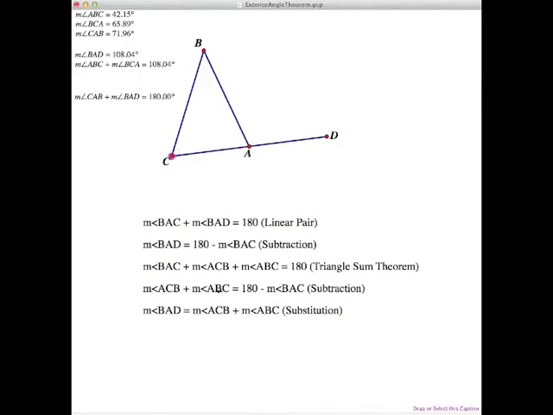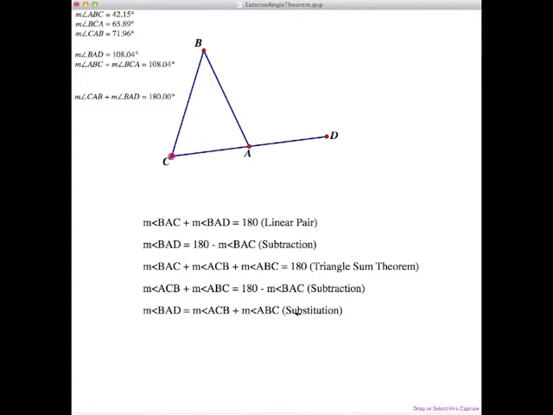In this case, I need to subtract the measure of BAC, this interior angle, because that's not one of the remote interiors, that's the adjacent interior. So I want to move that over to the other side of the equal sign here, and that's what I've done. I know that these two remote interior angles are equal to 180 minus the measure of BAC.